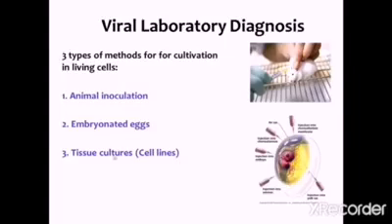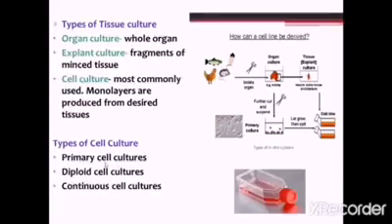Tissue cultures, I'll talk about this in the next slide. So tissue cultures. Tissue cultures are of three types: organ culture, explant culture, and cell culture. Organ culture means the whole organ is taken.